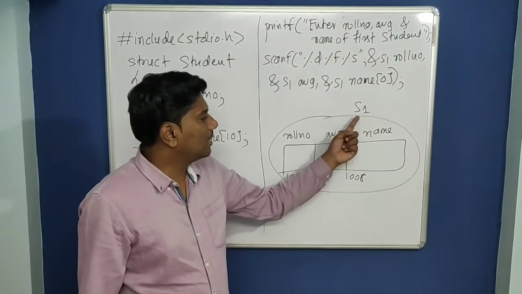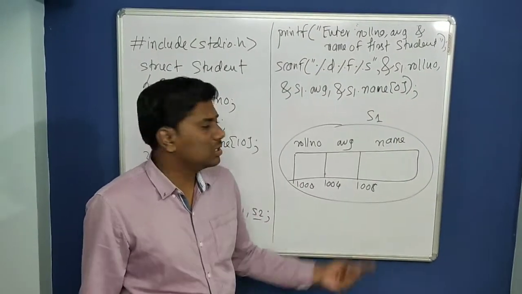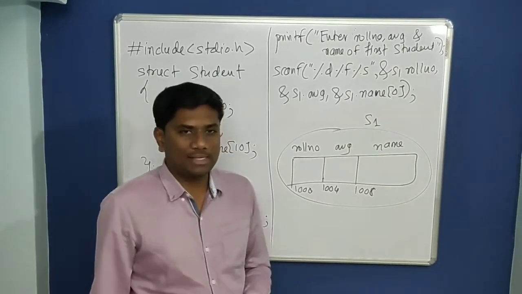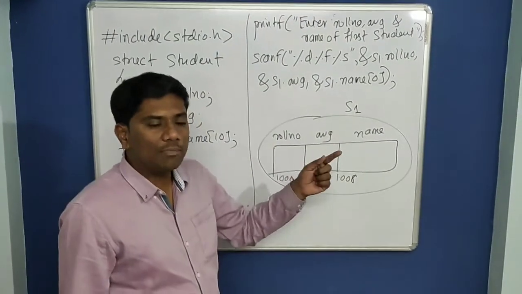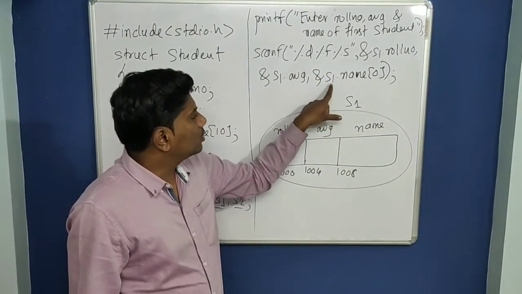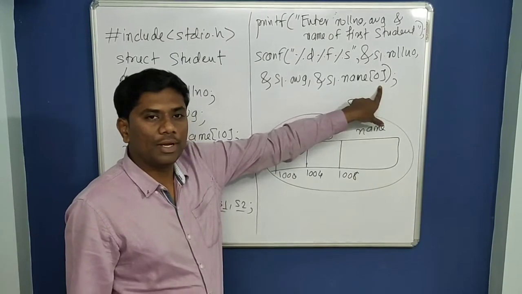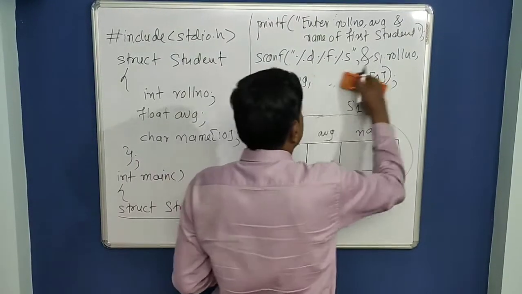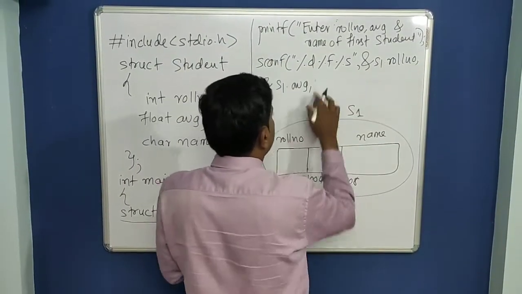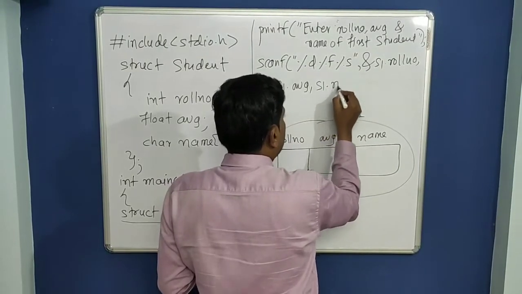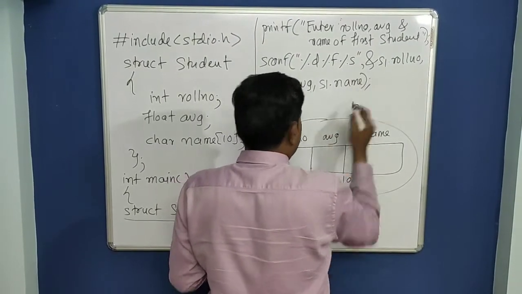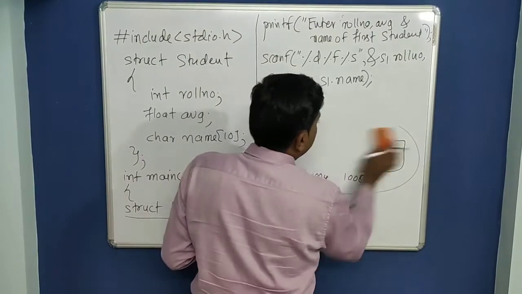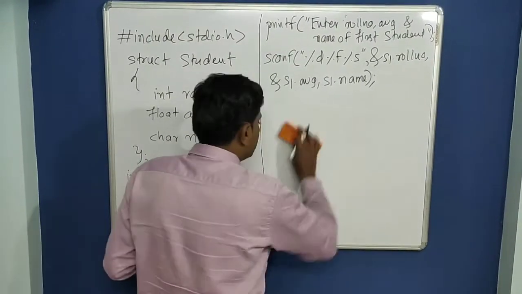Either you can use S1 dot name directly, because the name of an array is itself the base address. Or if you want to use ampersand, then use ampersand S1 dot name[0]. In both ways you can do this. But this is the simple one: directly use the structure variable and array name. So with this you can read the information of the first student.